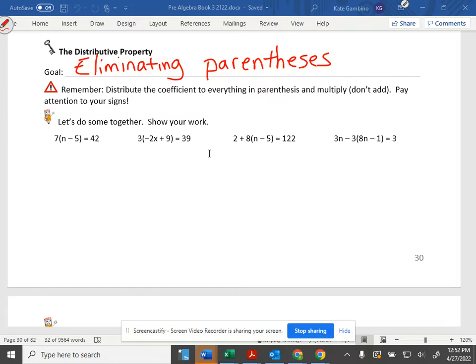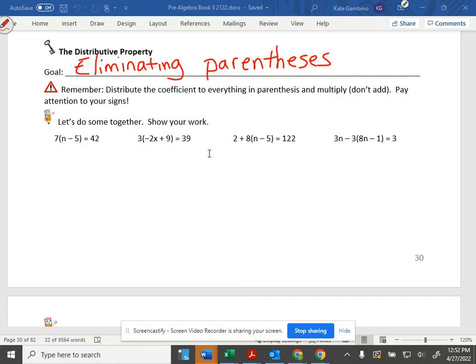So we want to eliminate the parentheses. That's our goal. First thing you do is parentheses. You want to eliminate those parentheses first. So when we see 7 times, in parentheses, n minus 5 equals 42, what's my first step?